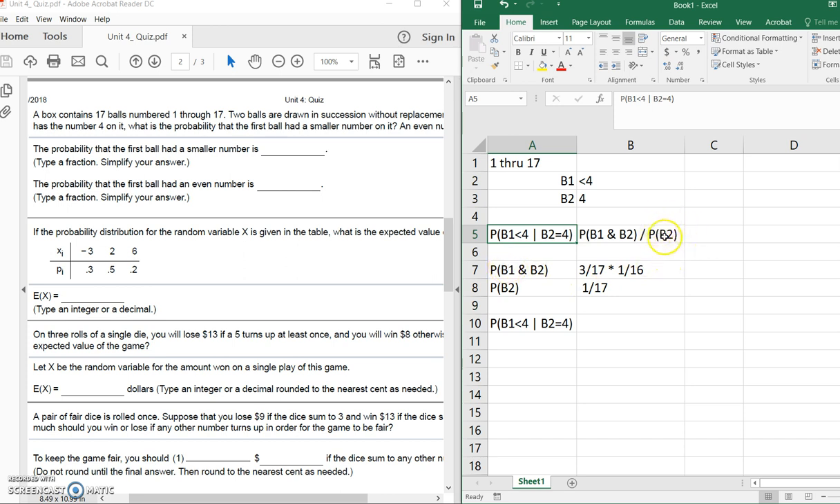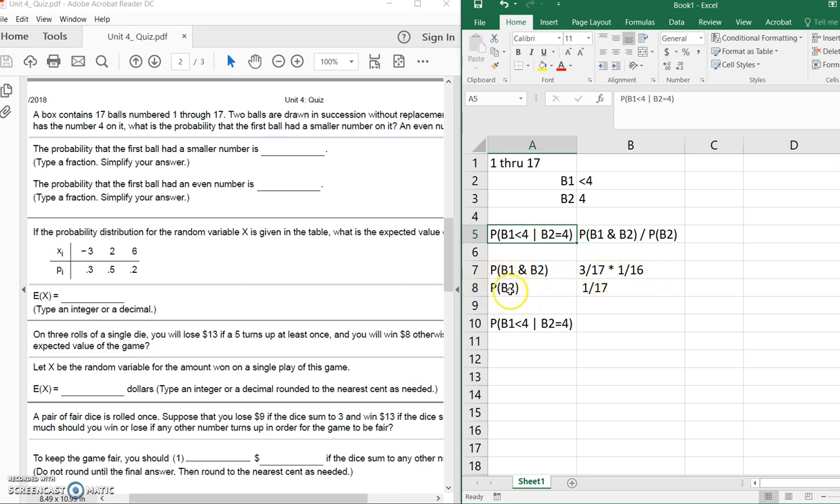So that's essentially like pulling a ball with a 4 on it. So what is B1 and B2 happening together? So first ball is going to be less than 4, so that could be 1, 2, or 3. So that's 3 possibilities out of 17. And then we multiply that by ball 2 being 4, which is just 1 out of 16. This is 16 because we already pulled the ball, and there's now 16 left, and only one of them has a number 4 on it. So that's why this is 3 over 17 times 1 over 16.